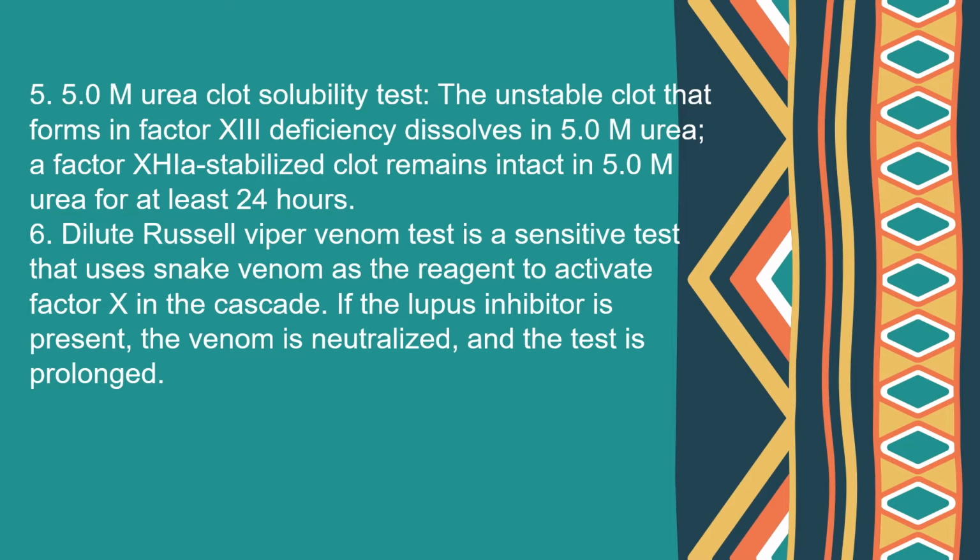Number 6, dilute Russell viper venom test. So this is used to detect the lupus inhibitor. Okay, and this is snake venom. This is snake venom that is added to the patient sample, and this will activate factor 10 to become activated factor 10A.